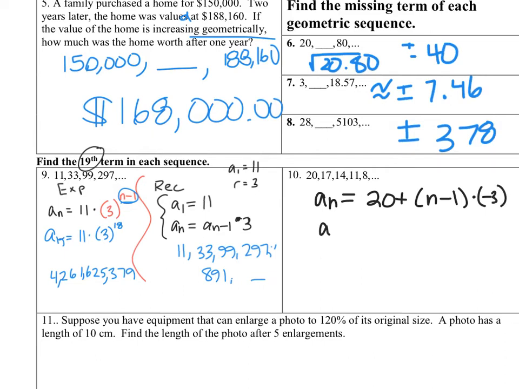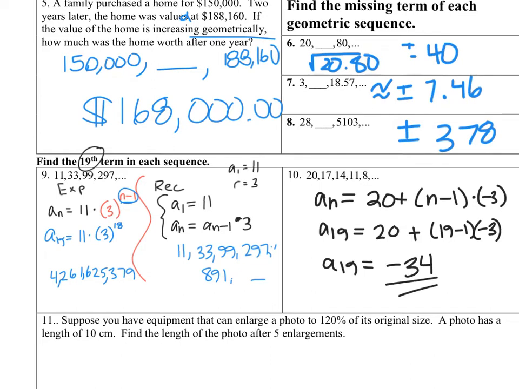So to find the 19th term, I'm just going to write in 19 for n. So it's 20 plus 19 minus 1 times negative 3. So the 19th term is 20 plus the quantity 19 minus 1 times negative 3. And you get negative 34. So the 19th term is negative 34.